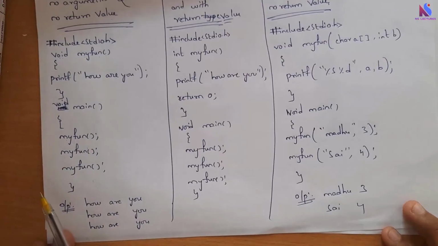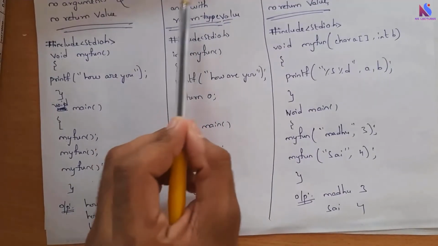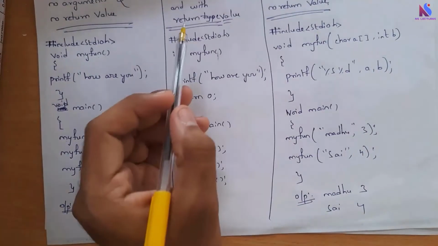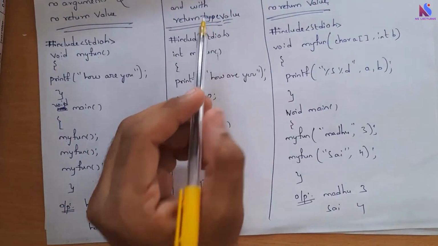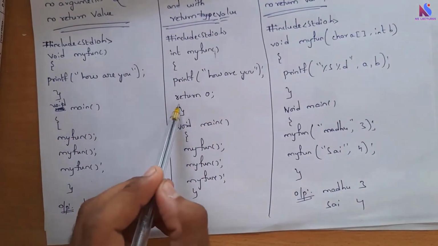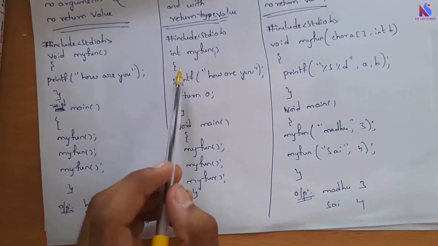And next one is function with no arguments and with return type. Function with no arguments means I am not passing any arguments inside this function, and with return type means I am using a return type. So I return int here, and inside this function I return 0. This is the program for function with no arguments and with return type.